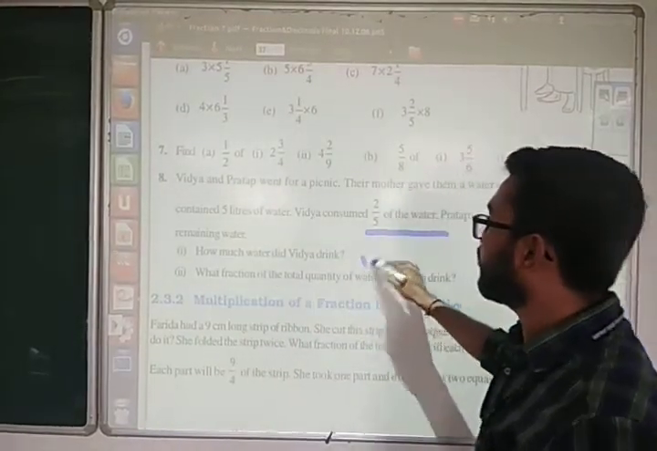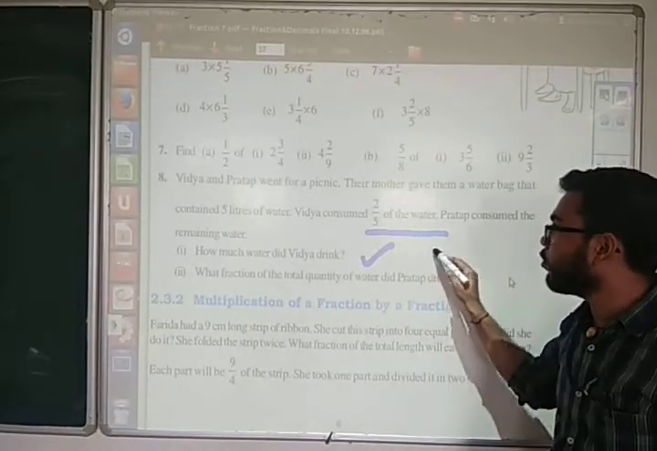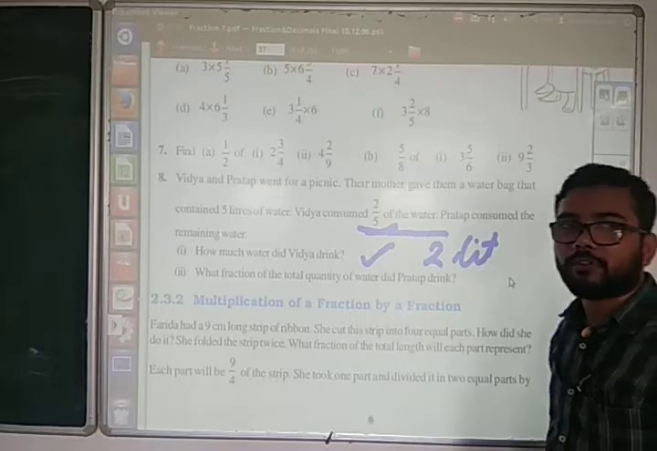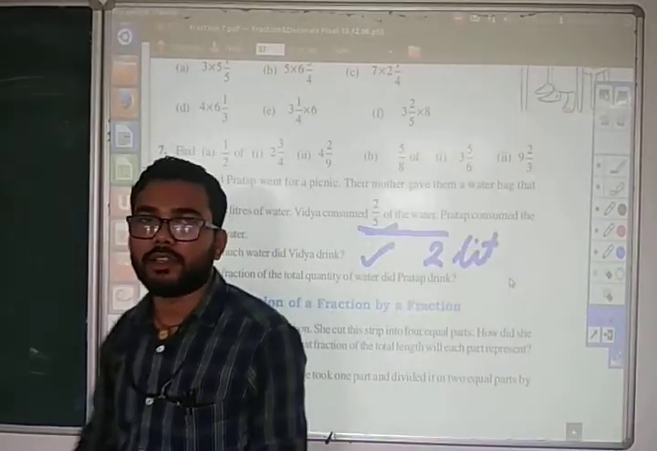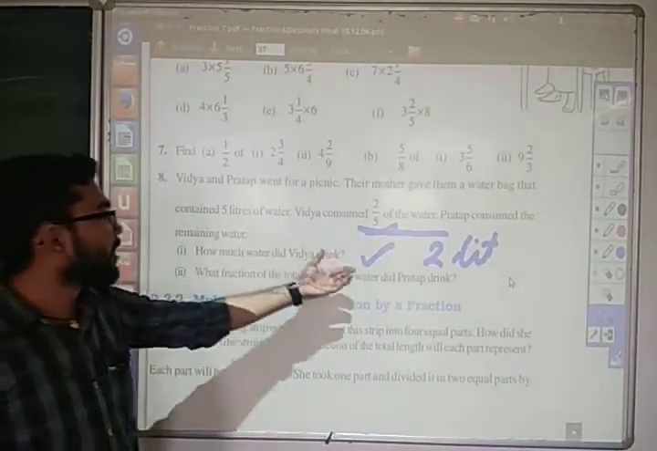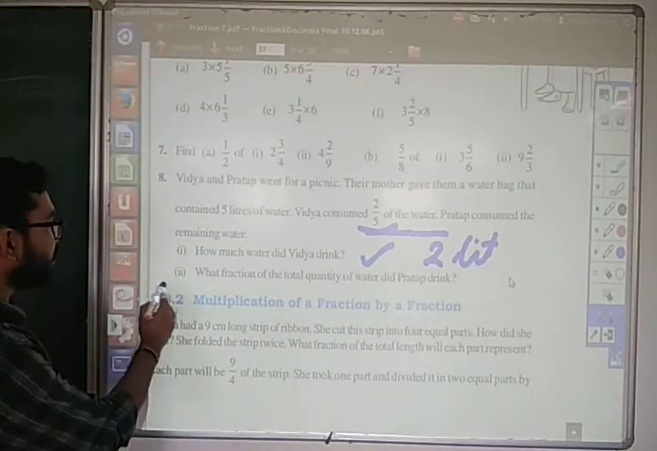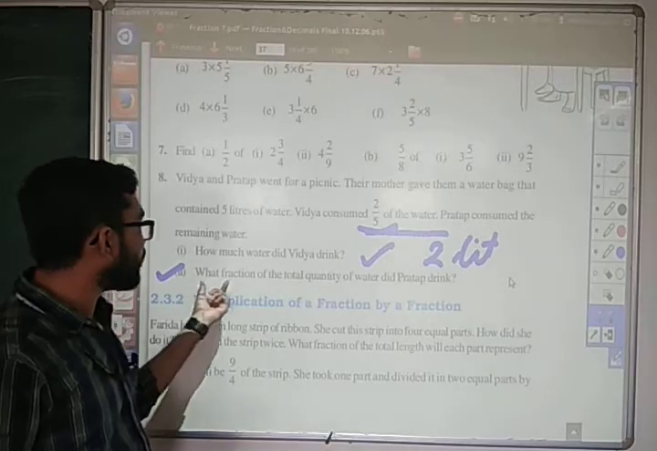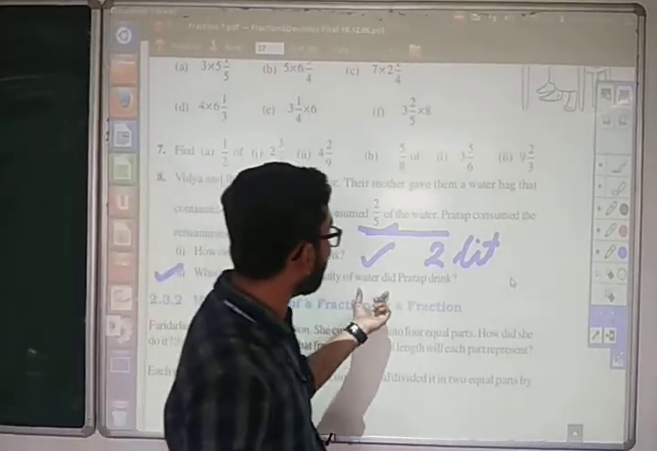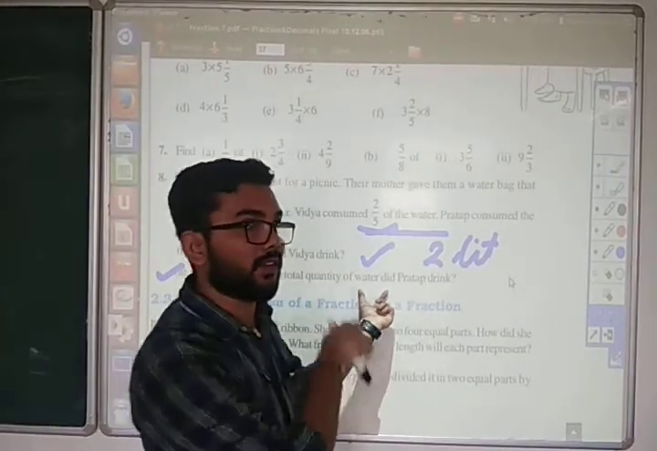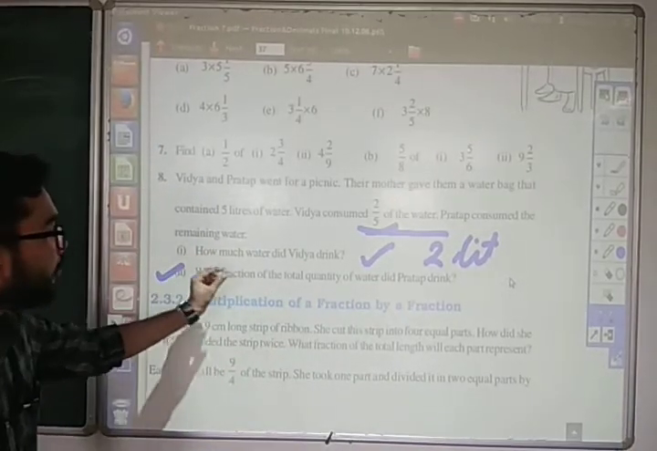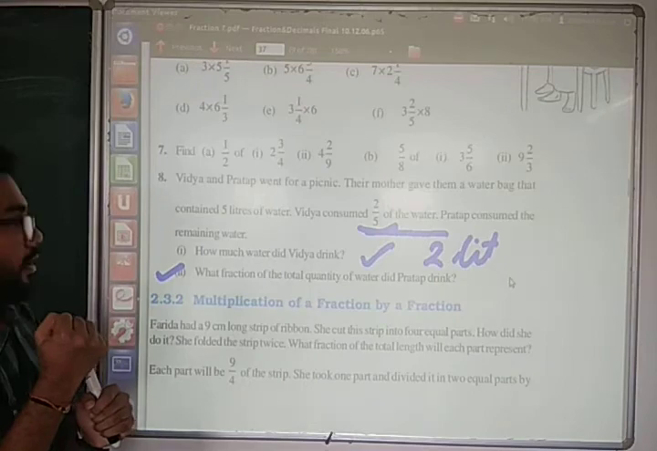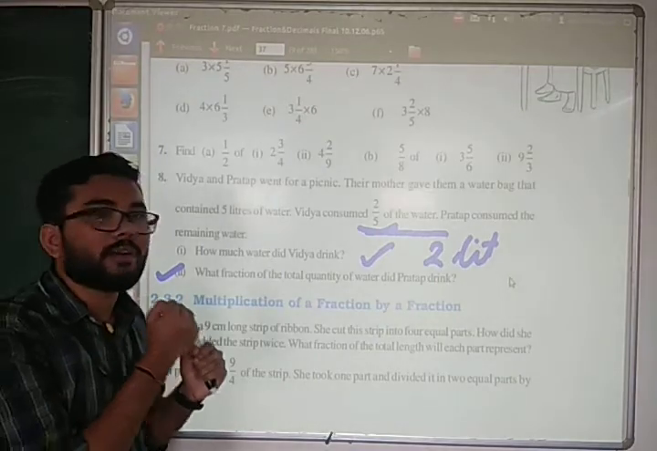How much water did Vidya drink? So Vidya drank 2 liters of water, as I did 2 upon 5 of 5. Now the next question is a very tricky question. Just read it properly. What fraction of the total quantity of water did Pratap drink? We need to find the quantity in fraction that Pratap drank.